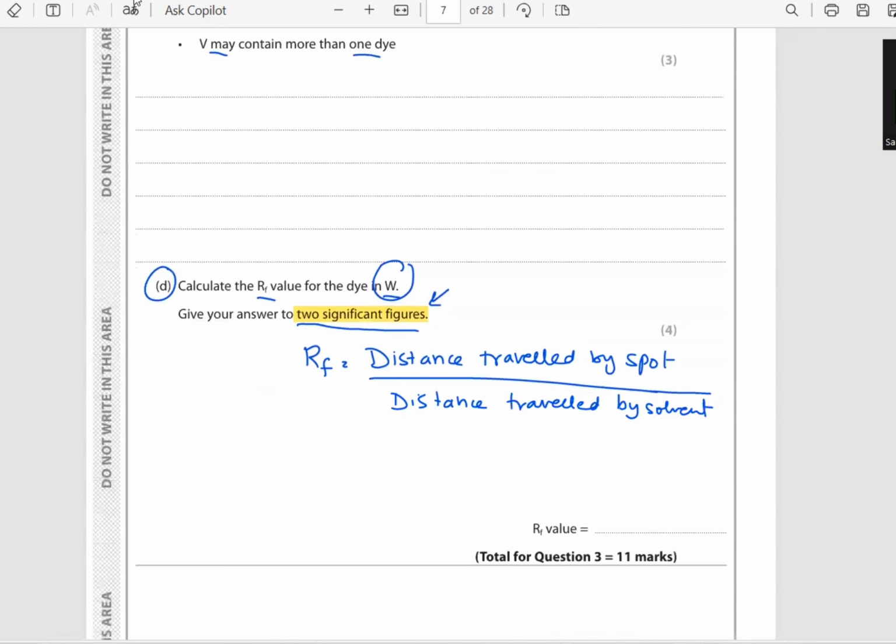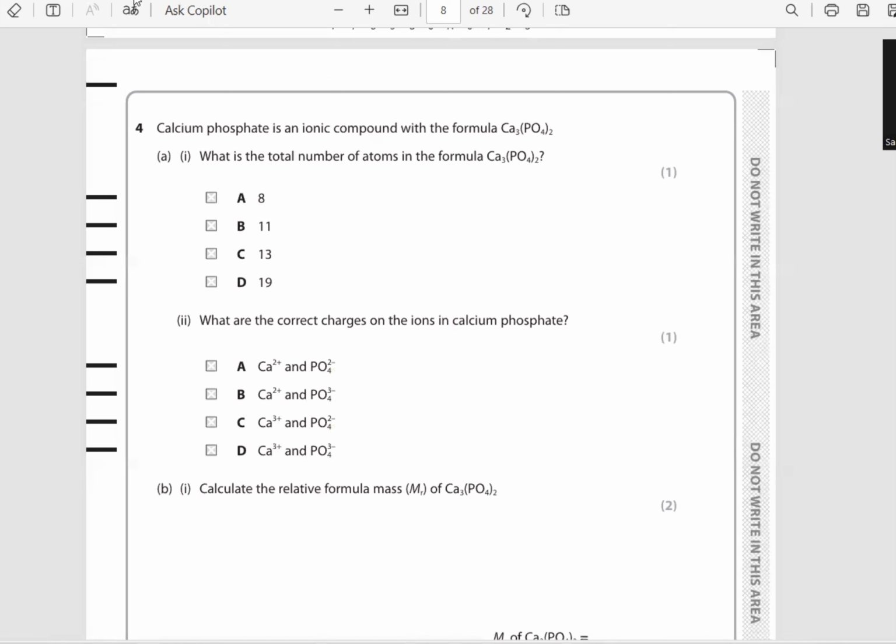Question number 4. Calcium phosphate is an ionic compound with formula Ca3(PO4)2. Total number of atoms in this formula, how to count? It has 3 calcium. Phosphorus is 2 times. Oxygen is 4 times 2, 8 times. So oxygen is 8 times. So 13. 13 is the correct answer.